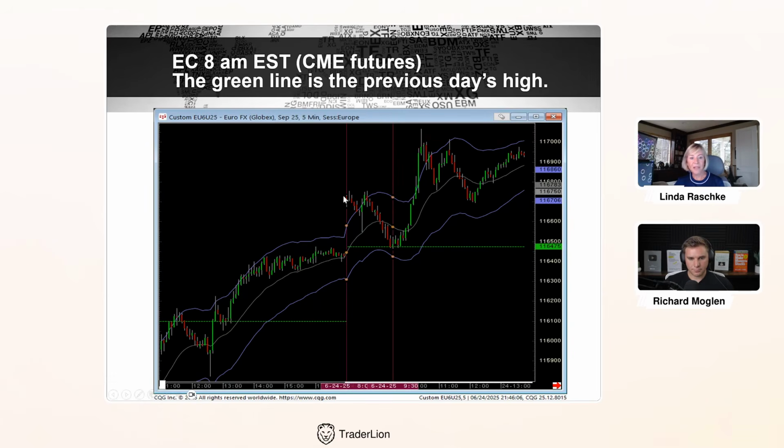And here you can see, actually, it would have been interesting if you had shorted the low of that first 20 minutes. I don't know if we actually traded above that high there, but there was a spread here between here and here where we went down and we filled the gap to the previous day's high. So the green line is the previous day's high.